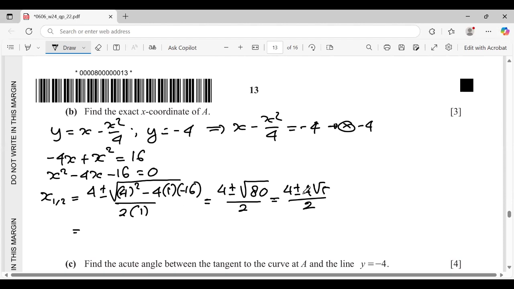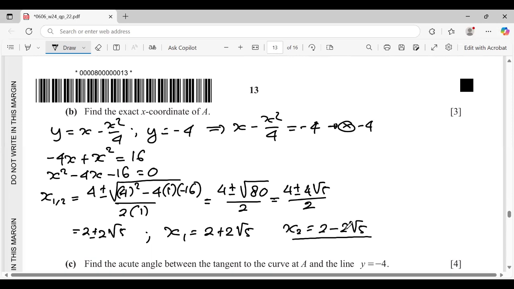So x1 and x2, divided by 2, is 2 plus or minus 2 square root 5. So x1 is 2 plus 2 square root 5, and x2 is 2 minus 2 square root 5. But we will not use this result, because 2 minus 2 square root 5 is a negative number.